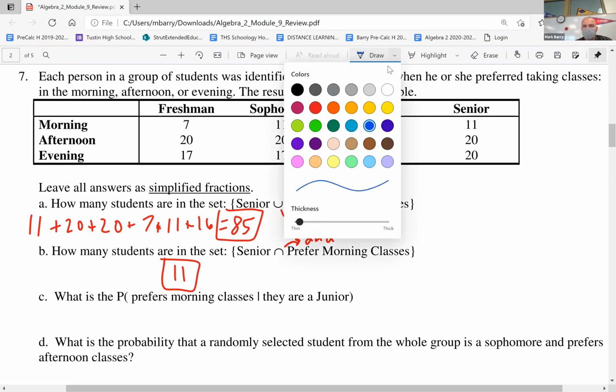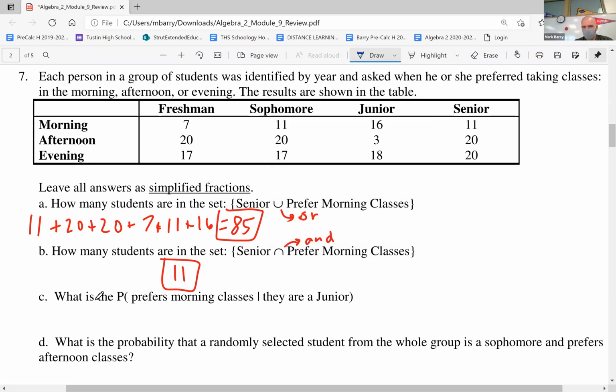Okay, next question. What is the probability someone prefers morning classes? And we got the vertical line again. Remember, that means given that they are a junior, okay? So this is a lot like the first question we did today on this. So I'll give you guys a minute to try this out. I'm going to leave my answer as a fraction here. So what's the probability someone prefers morning classes given that they are a junior?